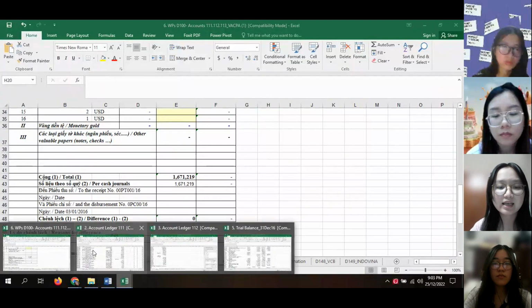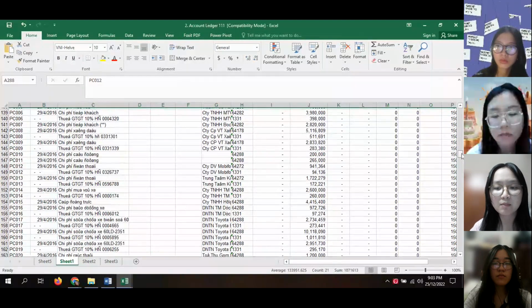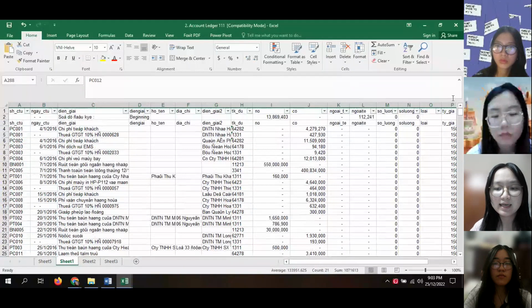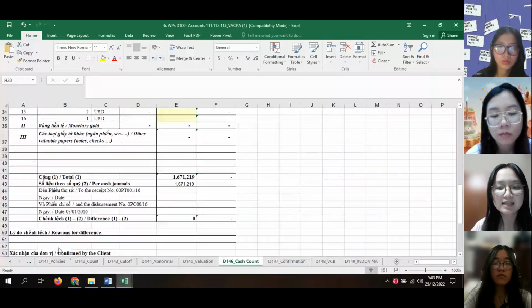And next, calculate the ending balance of foreign currency and compare it with the ending balance per book, with the objective to ensure the ending balance of cash is accurately recorded for the D145 valuation.